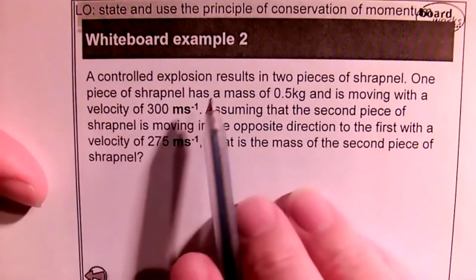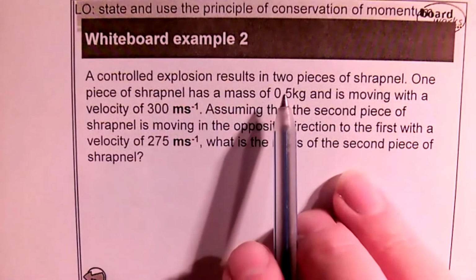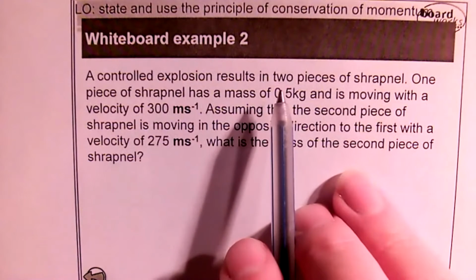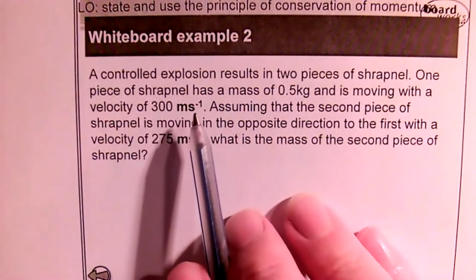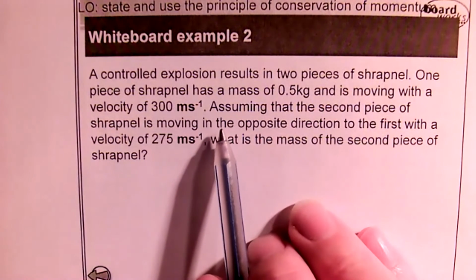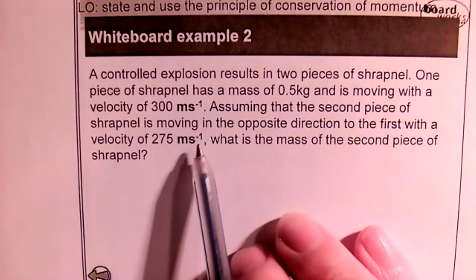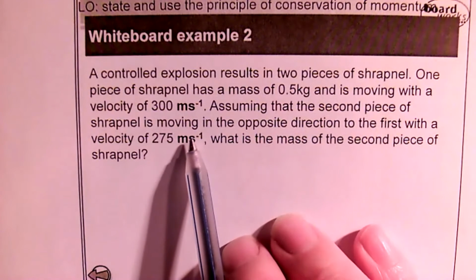We've got a controlled explosion that results in 2 pieces of shrapnel. Shrapnel is something that flies off when a bomb goes off. One piece of shrapnel has a mass of 0.5 kilograms and is moving with a velocity of 300 meters per second. Assuming that the second piece of shrapnel is moving in the opposite direction to the first with a velocity of 275 meters per second, what is the mass of the second piece of shrapnel?